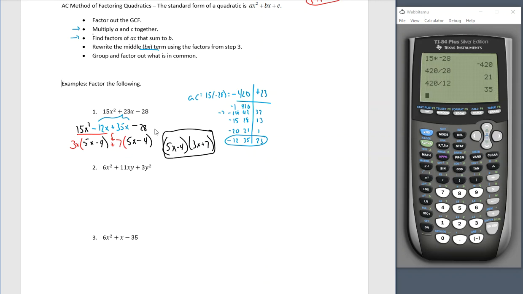So all of these come together in order to do the AC method of factoring quadratics. This is a little bit of x squared plus bx plus c, a little bit of factoring by grouping, and it all starts with the GCF.